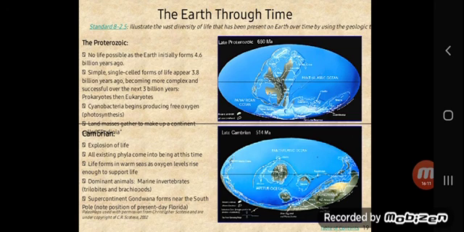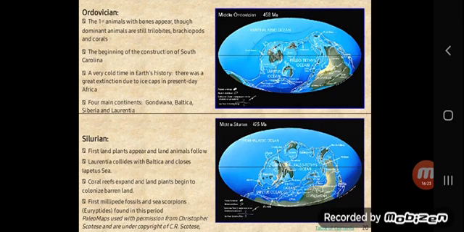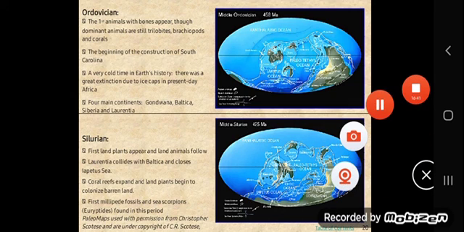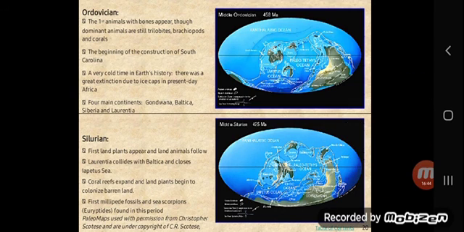Next, we have the Cambrian. It is the explosion of life. All existing phyla come into being at this time. Life forms in warm seas as oxygen levels rise enough to support life. Next is the Ordovician. The first animals with bones appear, though the dominant animals are still trilobites, brachiopods, and corals. The beginning of the construction of South Carolina. Next is the Silurian. At this time, the first land plants appear and land animals follow.